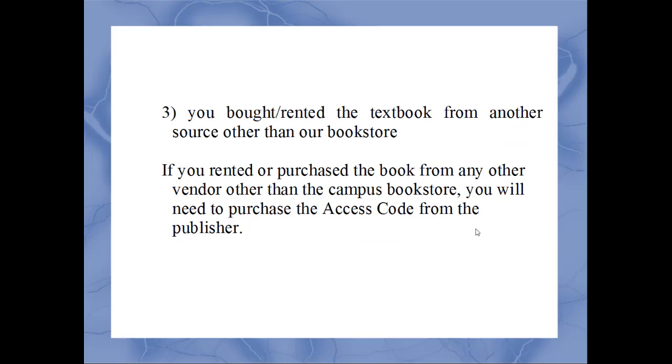And scenario number three, you either rented the book or you bought it from somewhere other than the Gaston College bookstore, then you must buy the access code from the publisher. And there are two formats you can buy it in. One comes with an electronic textbook, and one doesn't. It depends on what you want. The one that has a textbook is a little more expensive than the one that doesn't, but of course you're getting more information and more resources.